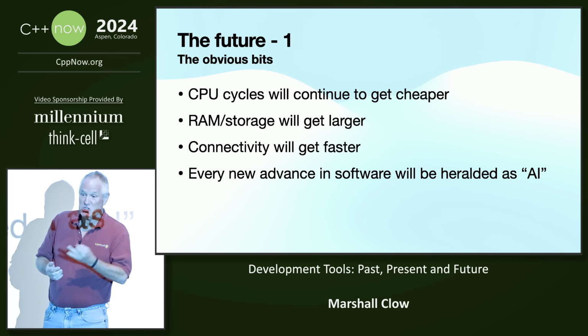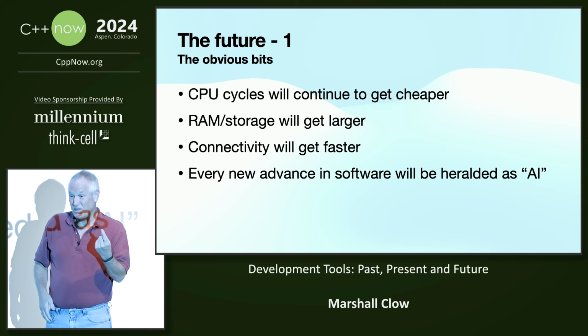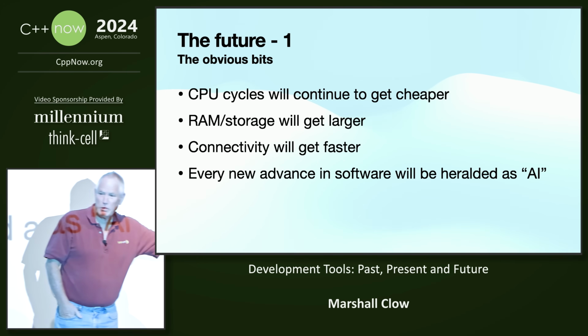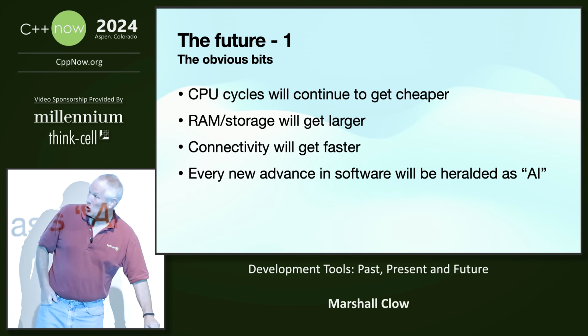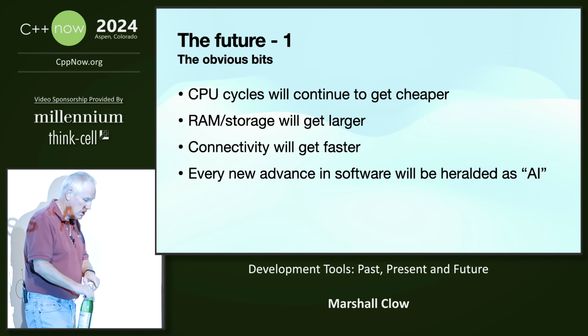8,000 times faster. And this is a test that runs on a single core. Okay? The fact that this thing has a dozen cores in it is not relevant to this test. CPU cycles are going to continue getting faster.